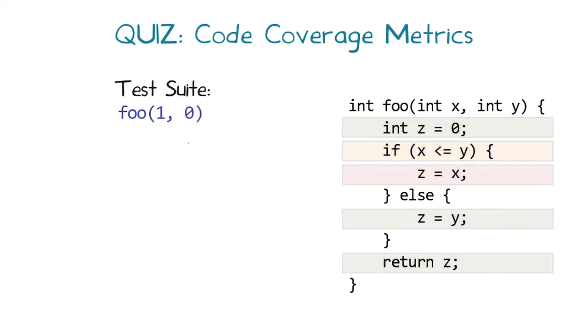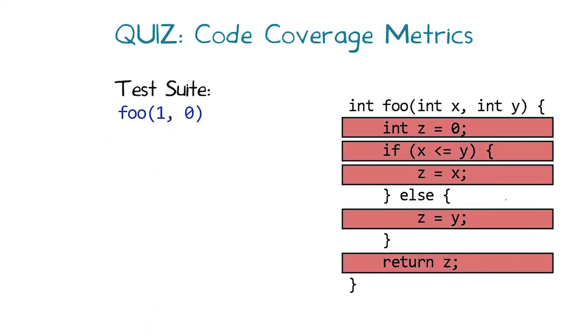The first test we'll add to our suite is to execute foo with arguments 1 and 0. During this test, the statement int z = 0 is executed, so the statement is highlighted green. Then the Boolean expression x <= y is evaluated to false, so we highlight the if statement yellow and skip past z = x, leaving it red. We execute the statement z = y inside the else block, and so we highlight it green. And finally, we execute the return statement, so we also highlight it green.